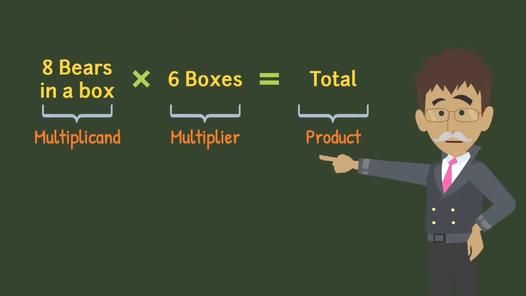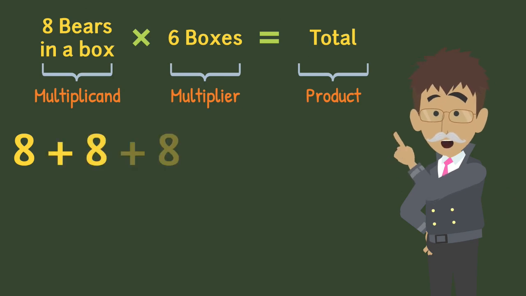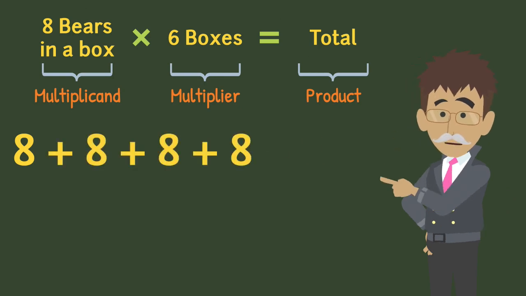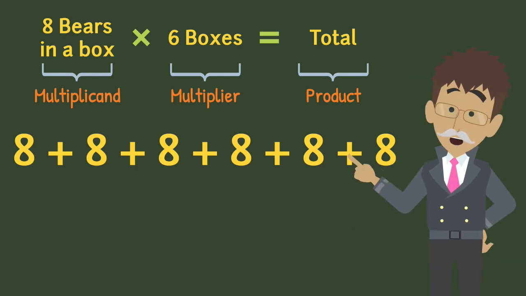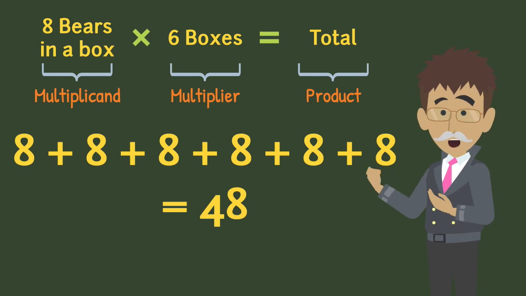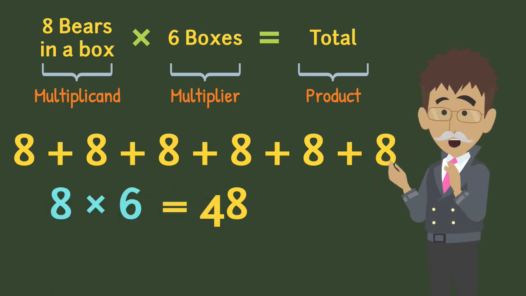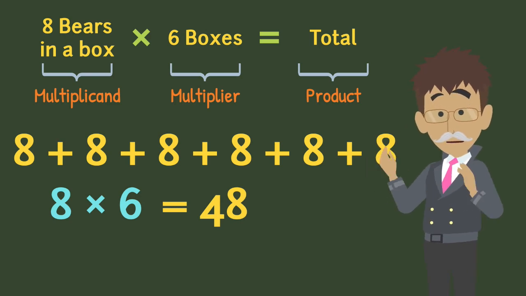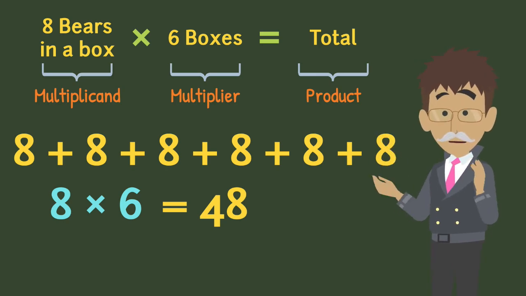In this example, you have 8 items. Add 8 more, then 8 more, 8 more, 8 more, and 8 more. How many items are there in total? There are 48 bears in 6 boxes. Multiplication serves as a shortcut for this process. It's 8 times 6, which is also 48. Let's delve deeper into multiplication by visualizing it as grouping in real-world situations.